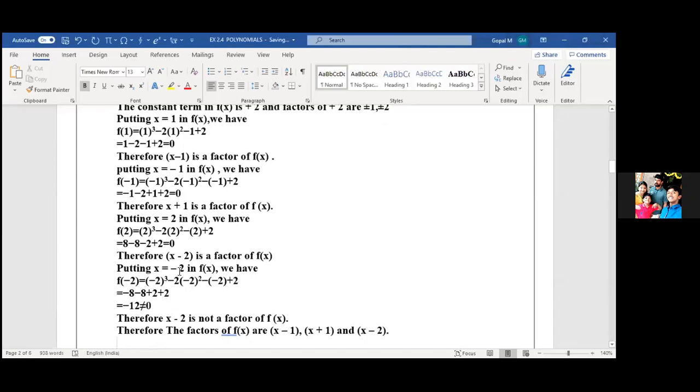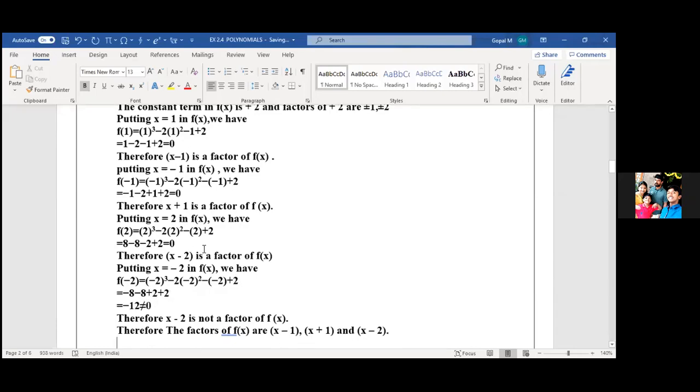We'll check whether we are getting remainder 0 or not. I'll just put minus 2 in the polynomial. Minus 2 whole cube is minus 8. Minus 2 whole square is plus 4. 4 into minus 2 is minus 8. And minus 2 minus plus 2, and here plus 2. So here we are getting minus 8 minus 16, minus 16 plus 4 is minus 12. This is not equal to 0.